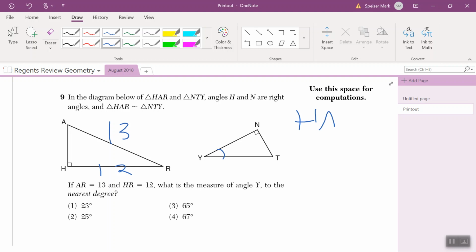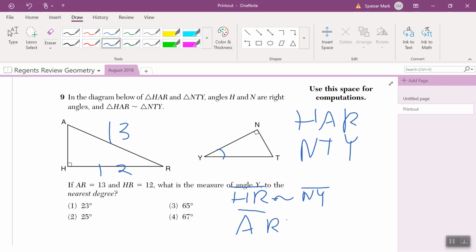Put one triangle's name above the other to match up the sides. So HR goes with NY. So these two sides are similar. So HR and NY are similar. And AR is similar to TY. Use that information, we can set up a trigonometric proportion.